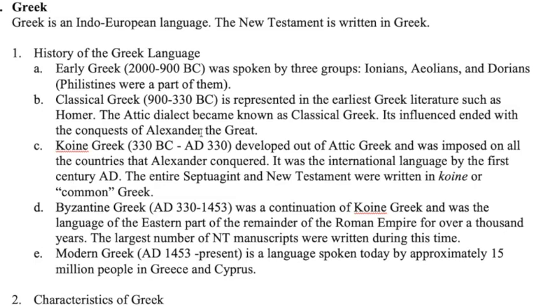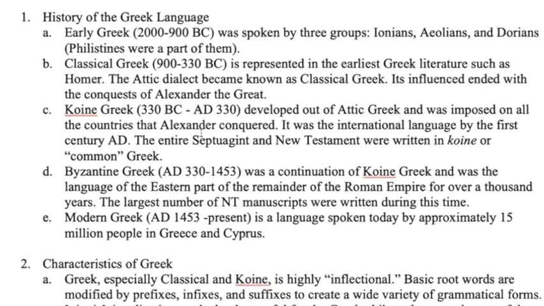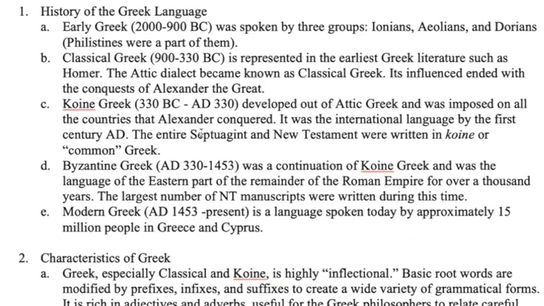This is what a lot of the Greek philosophers wrote in, like Plato and Aristotle and some of those classics. And its influence ended with the conquest of Alexander the Great. So Alexander introduced kind of a common Greek known as Koine Greek. And this Greek existed for about 600 years. And so wherever Alexander conquered, he brought his language. And so that means that Greek became the international language by the 1st century.